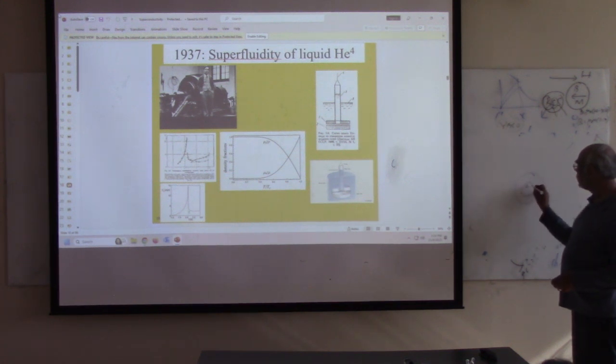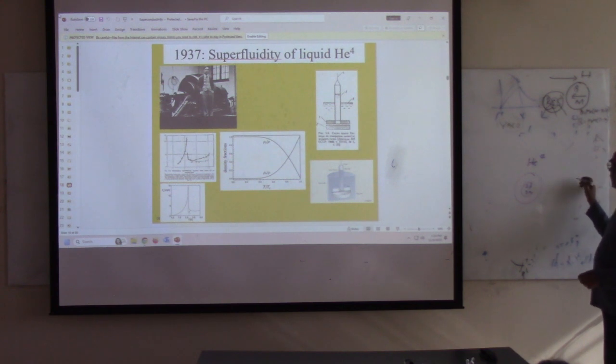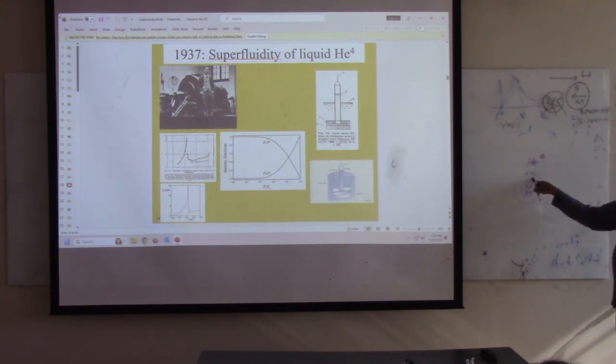Helium-4 has 2 protons and 2 neutrons. That is helium-4, right? So that means you have 2 electrons, 2 protons and 2 neutrons. If you take helium-3, you have 2 electrons. That's why they are isotopes, right? So here you have 2 protons and only 1 neutron.